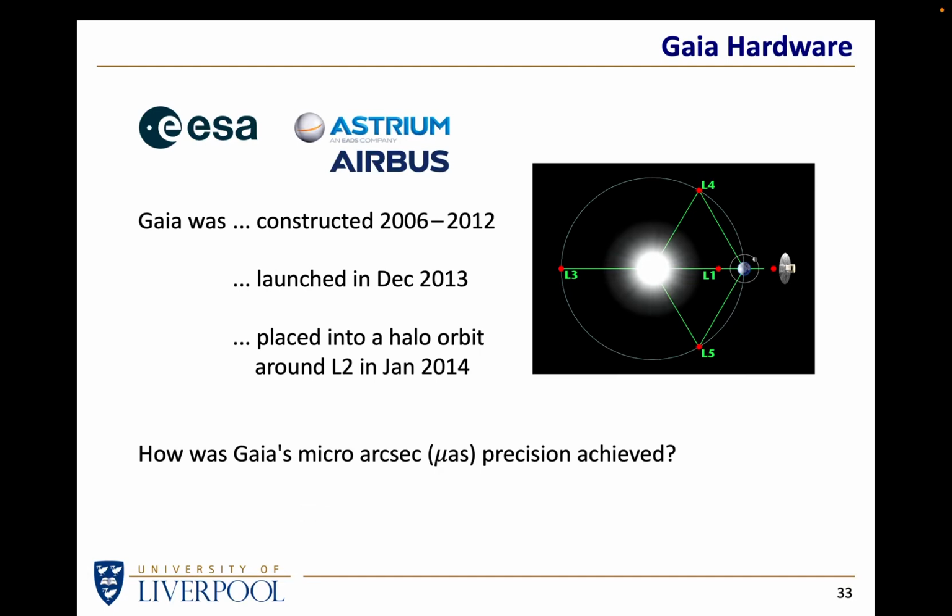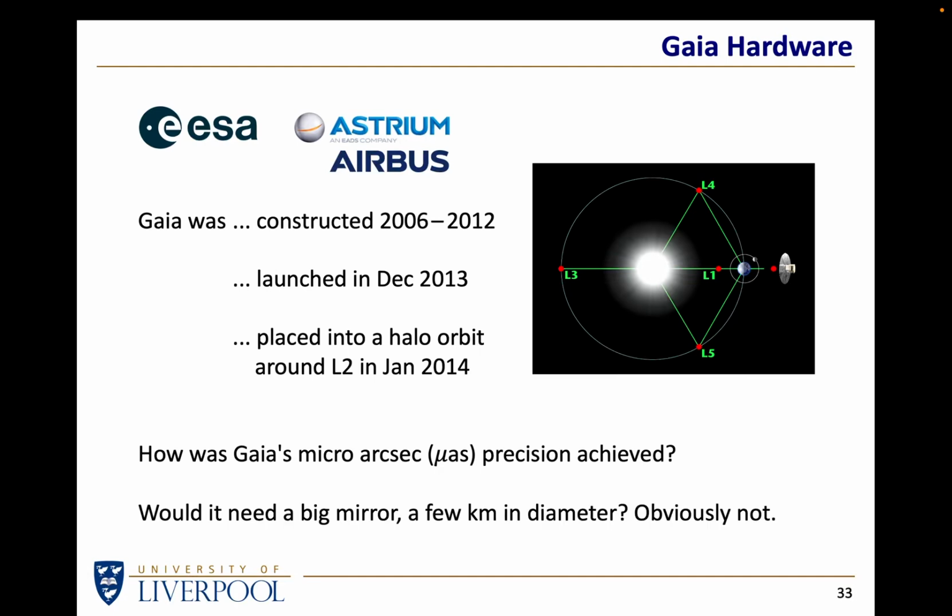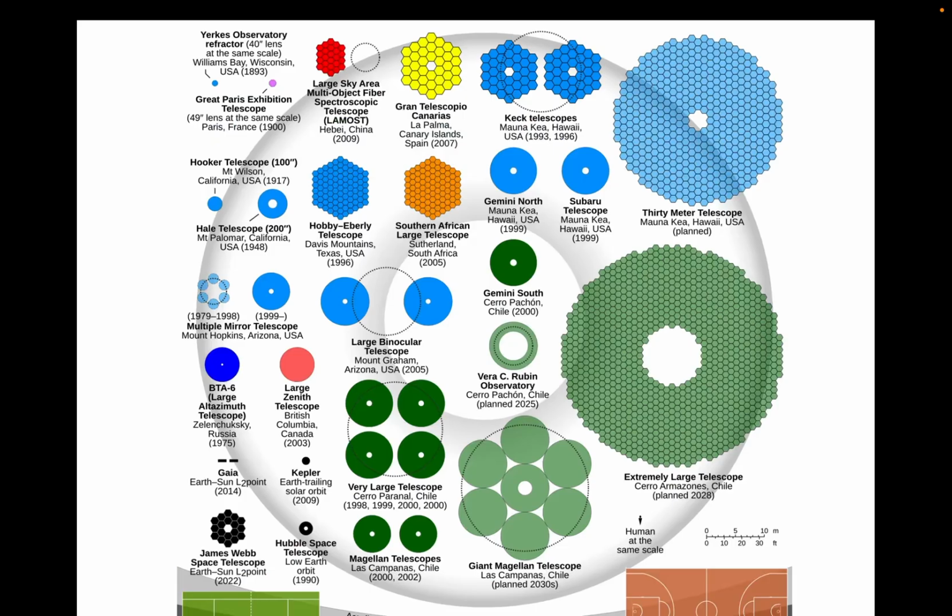But if Gaia has got to get a precision 100 times better than Hubble, surely that means it's got to have a mirror 100 times bigger than Hubble. Are we going to have a mirror that's a kilometer in size? Well, clearly not. We've seen Gaia. It's only a few meters across. So how did it do that?